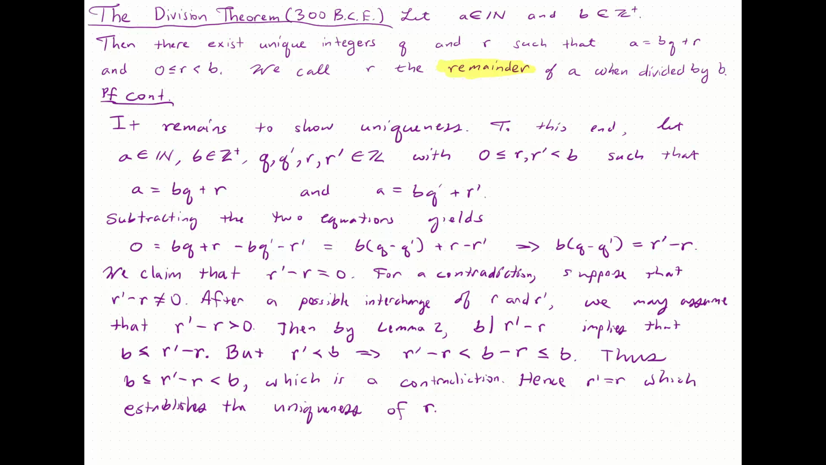So let us come back. Now we have established that r prime is equal to r. So now this is equal to 0. So therefore, we now have that b times q minus q prime is equal to 0, which by lemma 1, we conclude that q minus q prime is equal to 0.